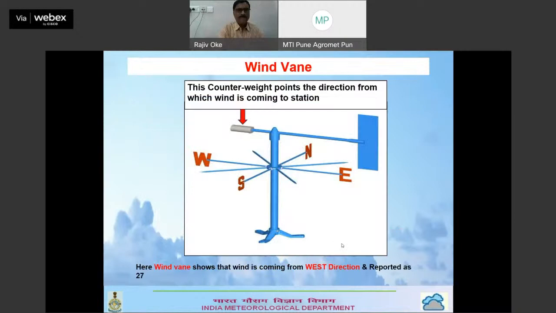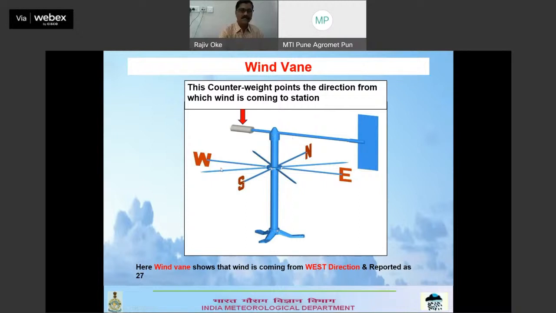This is a picture of the wind vane, Mark II. Here you could see this counterweight, and this is all a mechanical device, freely rotating around this axis. Here the ball bearings are there. This is the arm. On this, the spindle is there, that is the counterweight, and this is followed by this flap, which is balancing it. This gives you the permanent direction, that is the true direction from which the wind is coming to your station.